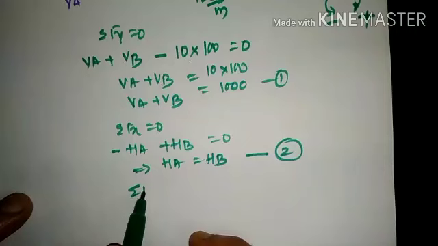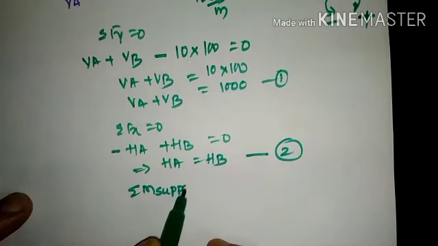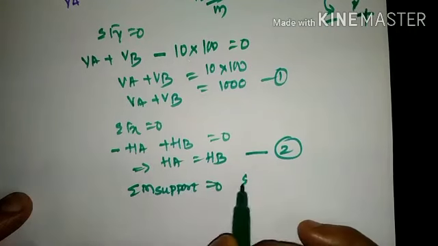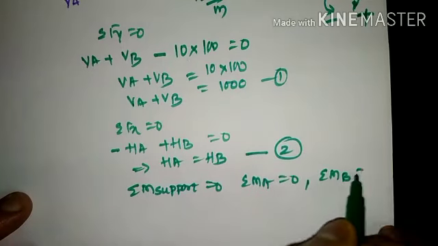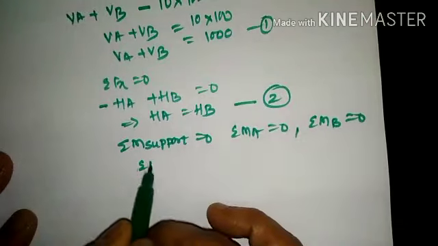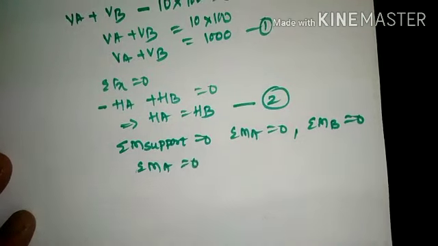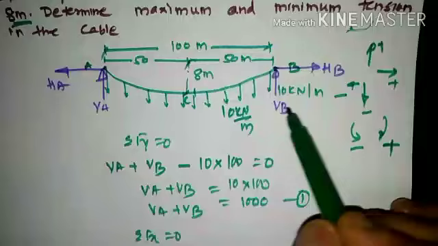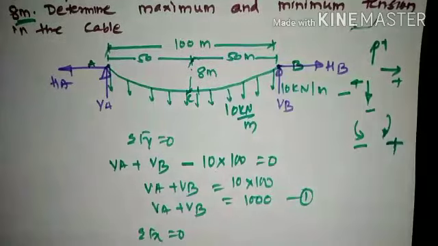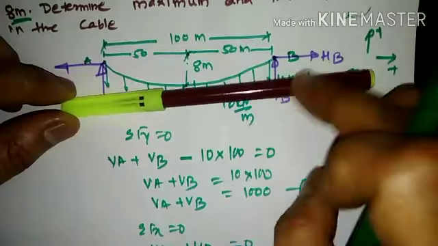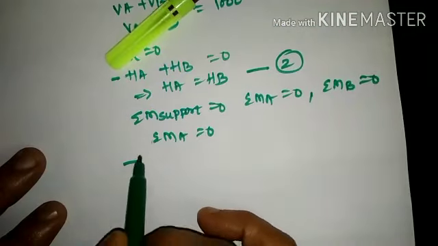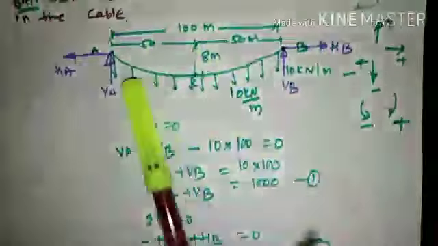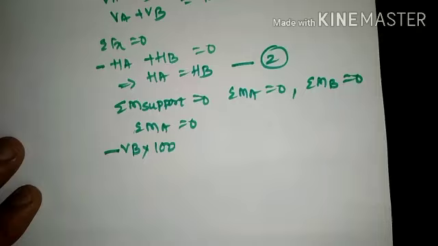So we shall take a moment with respect to support is equal to 0, which will be moment with respect to either A is equal to 0 or moment with respect to B is equal to 0. Considering moment with respect to A is equal to 0, with reference to A, VB shall rotate this particular cable in anti-clockwise direction. So minus of VB into distance between A and B is 100, so minus of VB into 100.